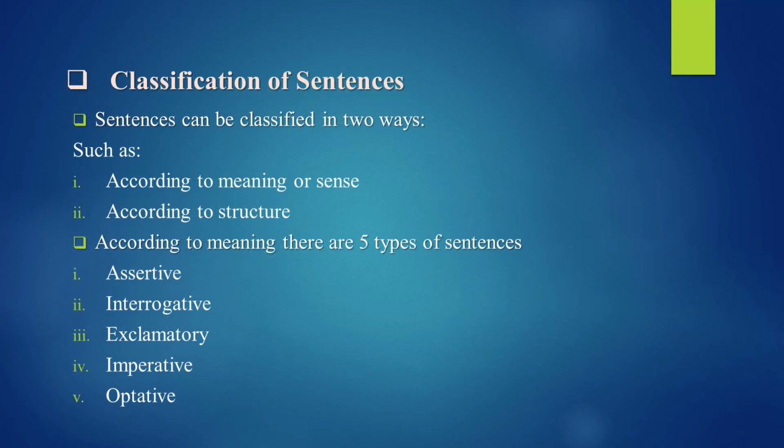Classification of sentences. Sentences can be classified in two ways, such as according to their meaning or sense and according to their structure. According to meaning, there are 5 types of sentences. They are assertive, interrogative, exclamatory, imperative, and optative.